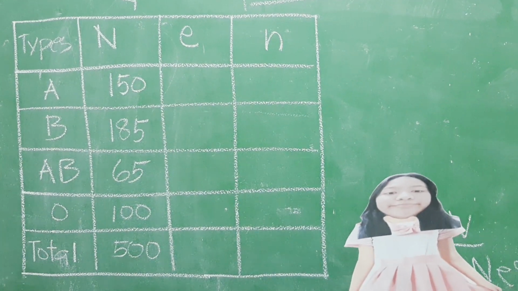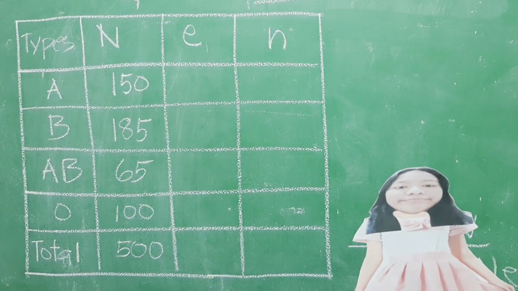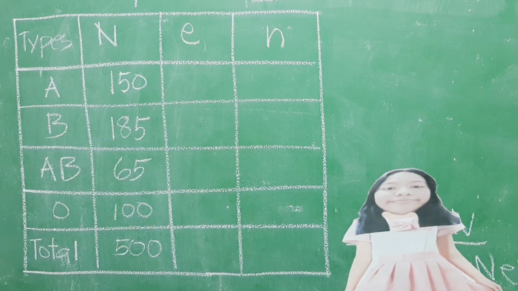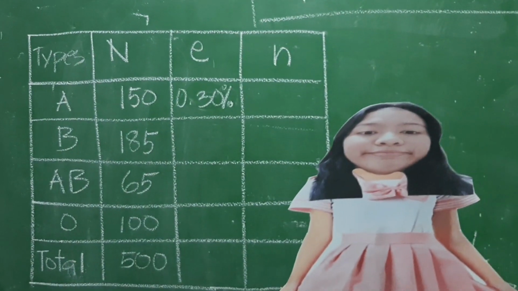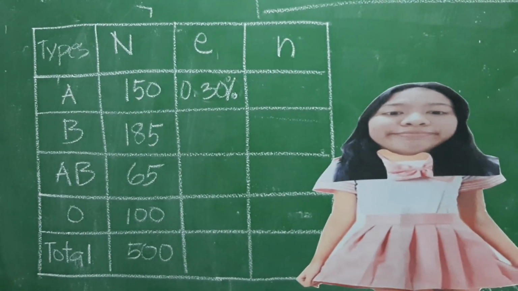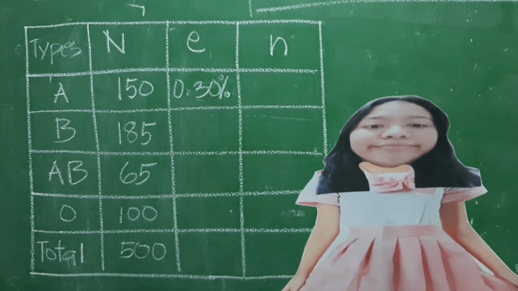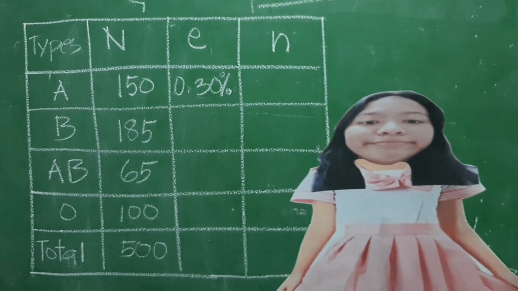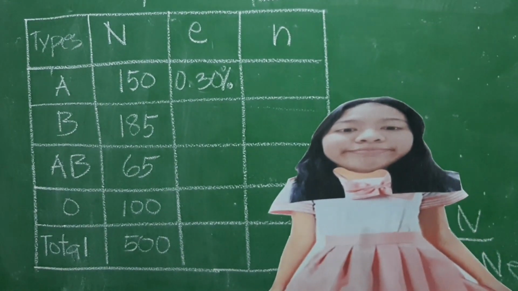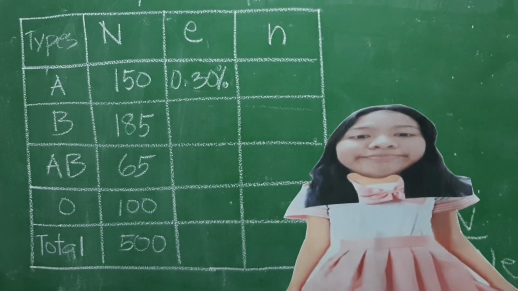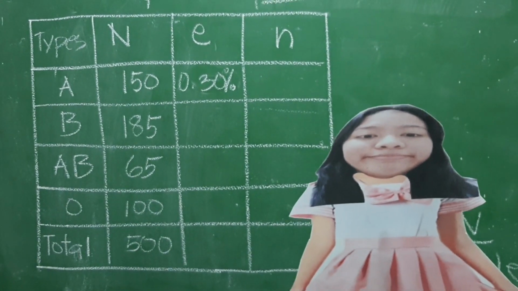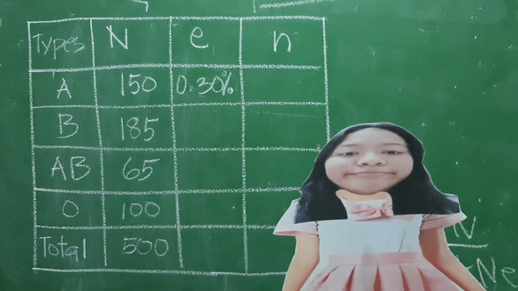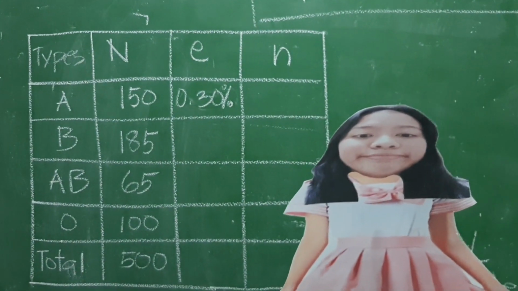We already determined the overall population. Next, we will solve for the percentage of each type of blood. To get the percentage, we divide the population of each type by the overall population. Let's start from the first type, which is type A. Okay, so 150 is the population and the overall population is 500. Divide 150 by 500. Then the answer is 0.30.